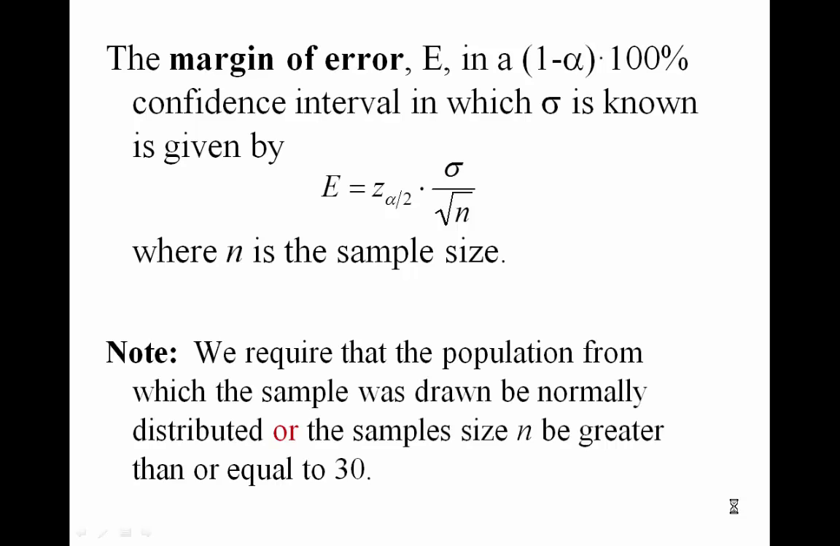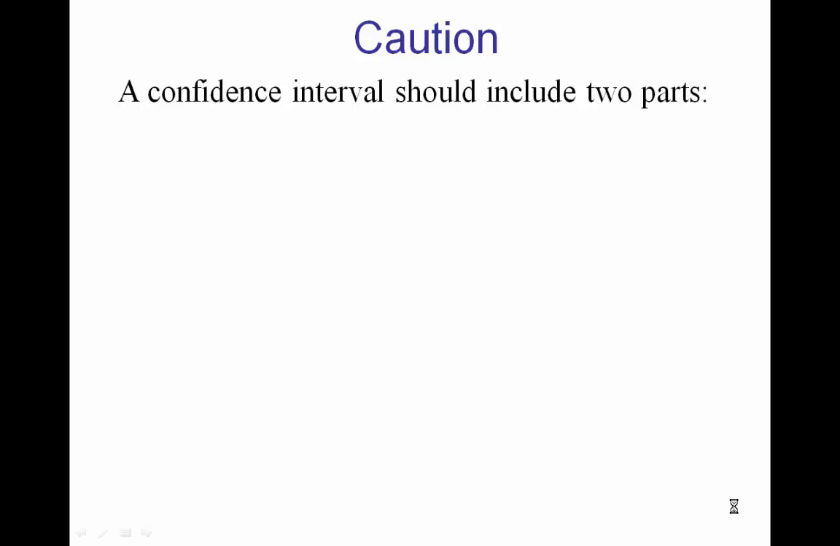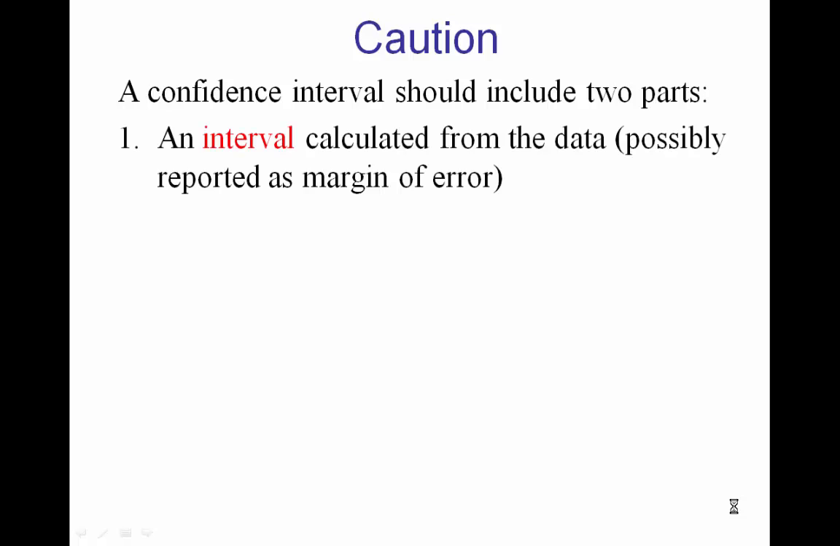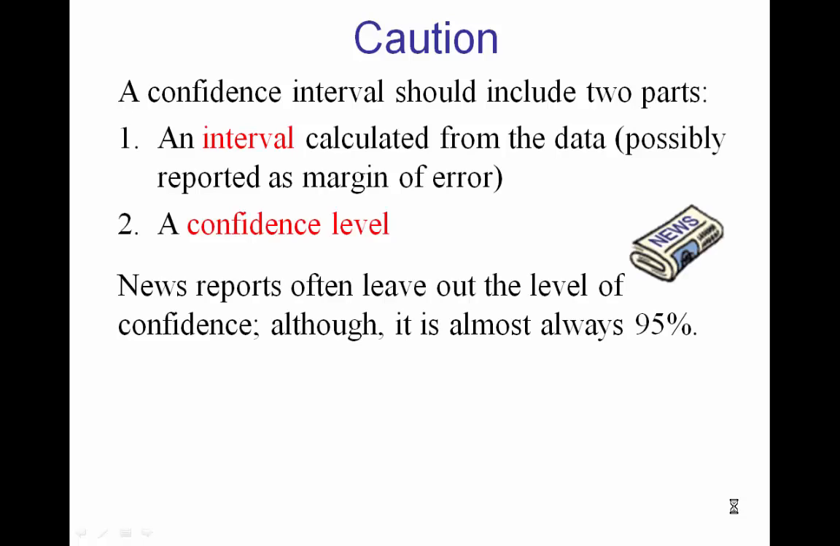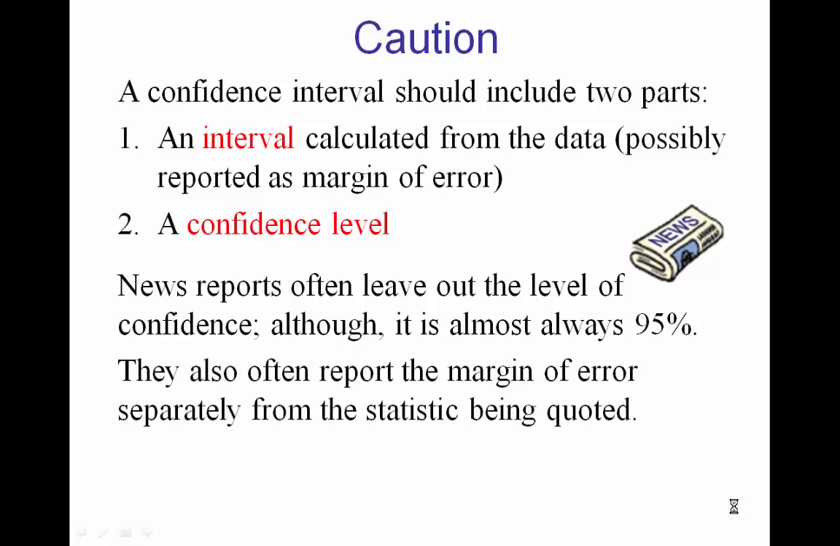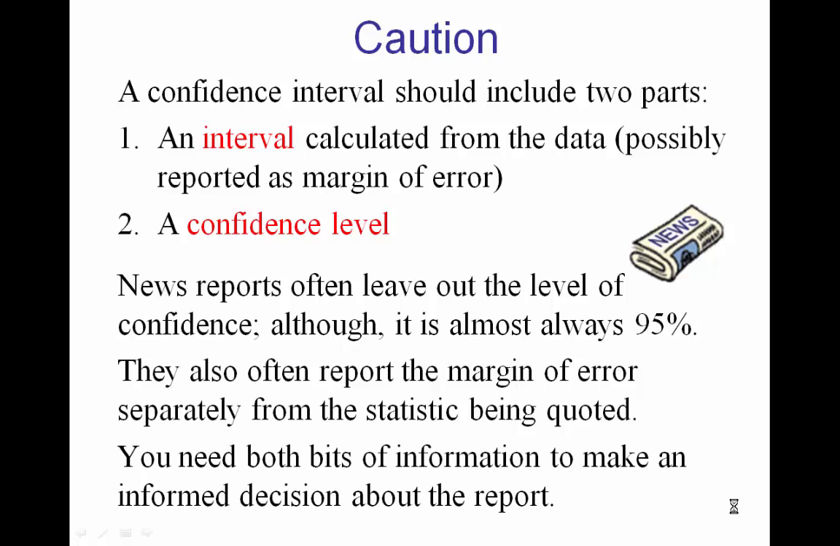Note, to use this formula, we require that the population from which the sample was drawn be normally distributed, or the sample size n has to be greater than or equal to 30. Caution: a confidence interval should include two parts: an interval calculated from the data, possibly reported as a margin of error, and a confidence level. News reports often leave out the level of confidence, although it is almost always 95%. They also often report the margin of error separately from the statistic being quoted. You need both bits of information to make an informed decision about the report.